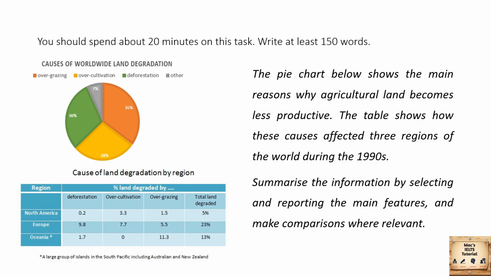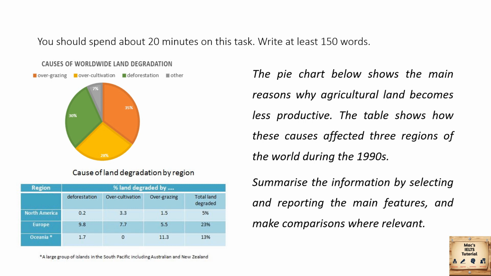The pie chart below shows the main reasons why agricultural land becomes less productive. The table shows how these causes affected three regions of the world during the 1990s. Summarize the information by selecting and reporting the main features and make comparisons where relevant.